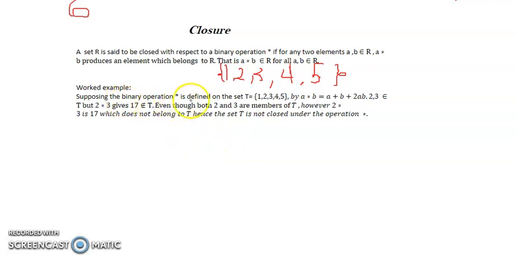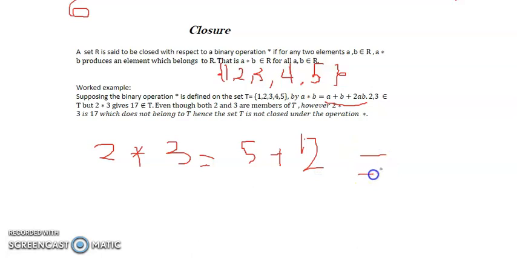Supposing the binary operation star is defined on a set T, 1, 2, 3, 4, 5, by A star B giving A plus B plus 2AB. This is the rule. Then 2 and 3 are both elements of T. But when we combine 2 and 3 according to operation star, we get 2 star 3. According to the rule, we get 2 plus 3, which is 5, and 5 plus 2 multiplying 3 is 6, then 6 multiplying 2 is 12. And our answer is 17.